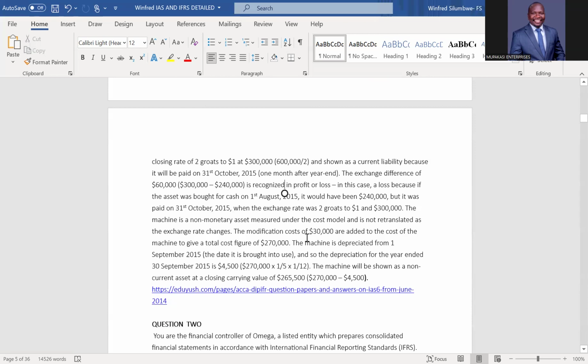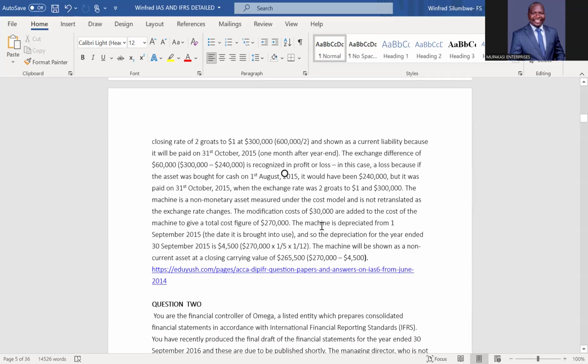Now, the machine is a non-monetary asset measured under the cost model. This is not to be translated at the exchange rate. So the modification cost of 30,000 is also going to be added to the cost of the machine. I'm sure we've explained this several times. So the total cost of the asset at the year end will be 270, because the modification cost needs to be added.